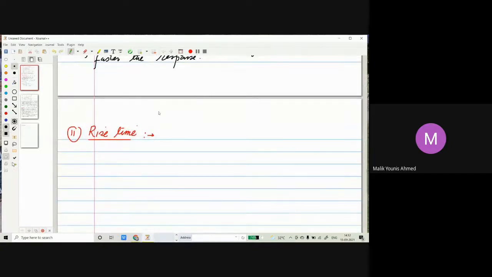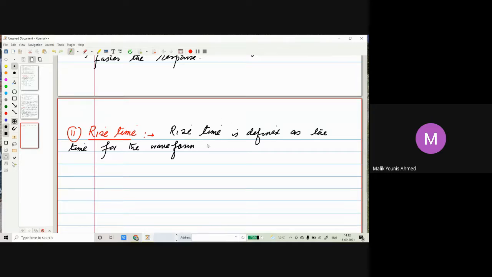So rise time is defined as the time for the waveform to go from 0.1 to 0.9 of its final value.